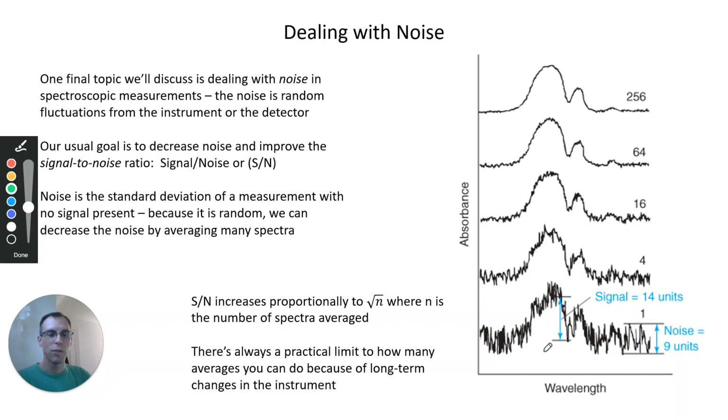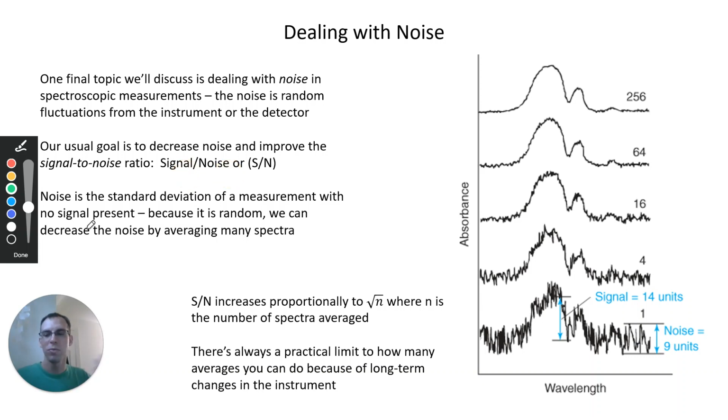We want the ratio of our signal, in this case like 14 units, versus our noise, 9 units, to be as high as possible. That's the figure of merit that we use. The way we tell how we're doing is we take the ratio of our signal to the noise, and that's what we're trying to improve.